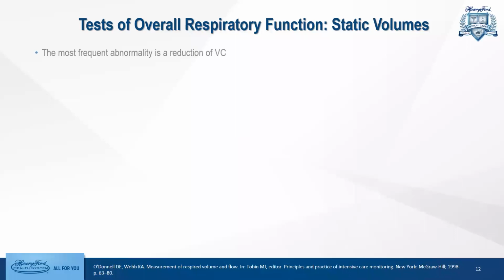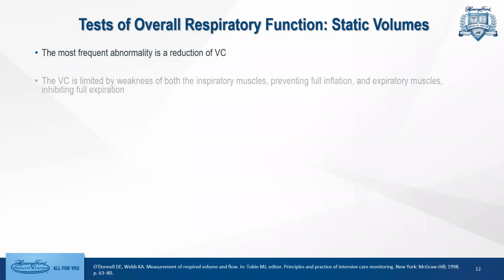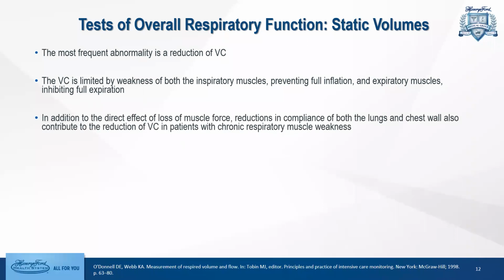So we're going to start with static volumes. The most frequent abnormality whenever you're getting lung volumes, the one that you look at, is vital capacity. And the most frequent abnormality is a reduction in vital capacity. This portrays weakness of both the inspiratory muscles and expiratory muscles. With inspiratory, you cannot inflate properly, and with expiratory, you cannot blow out your air fully.